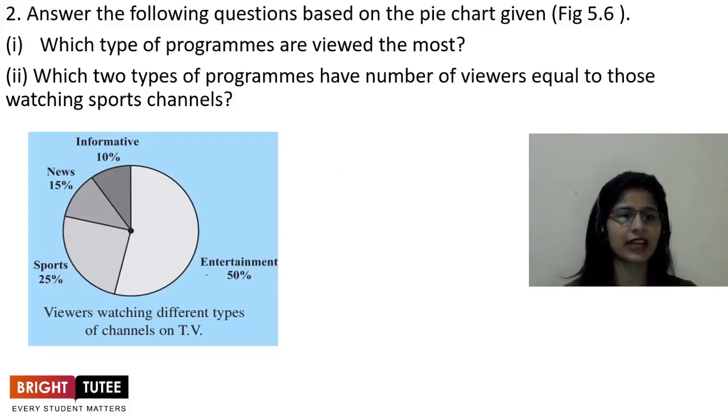Okay, what information is it giving? See, there are different kinds of channels. Entertainment channel is being watched by 50% of the people. Then sports, it is 25%. News, it is 15% only. And informative, it is 10% only, right?